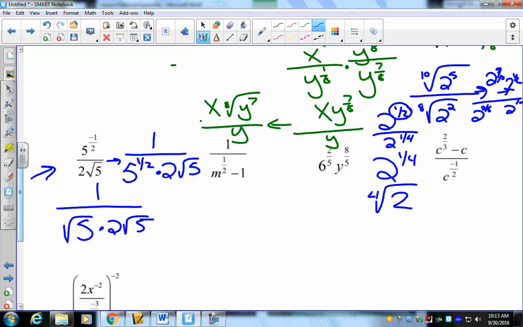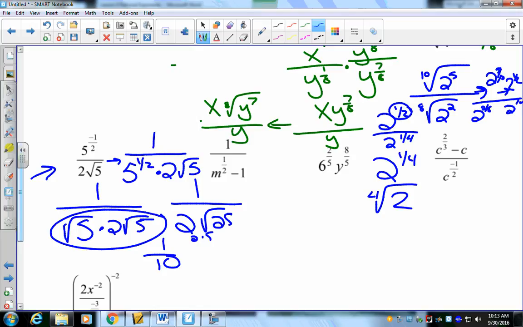But I notice that's going to help me, because now if I just multiply these, they have the same index, because they're both square roots. So when I multiply, I get 1 times 2 times the square root of 25, which is really 2 times 5, which is 1 over 10. No more fractions, no more radicals, no more negatives. I'm done.